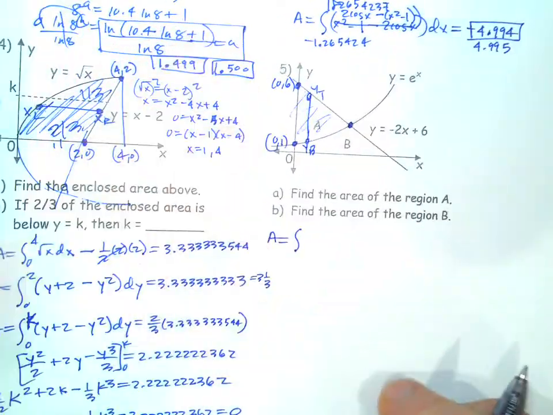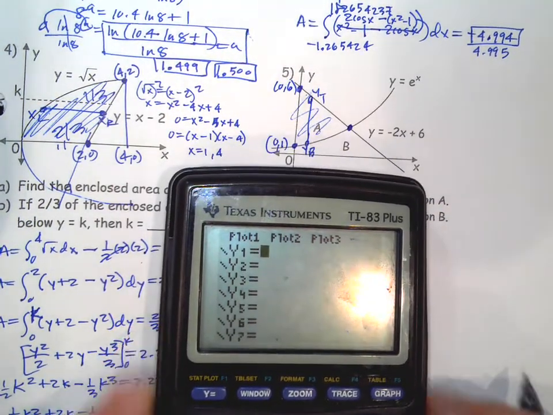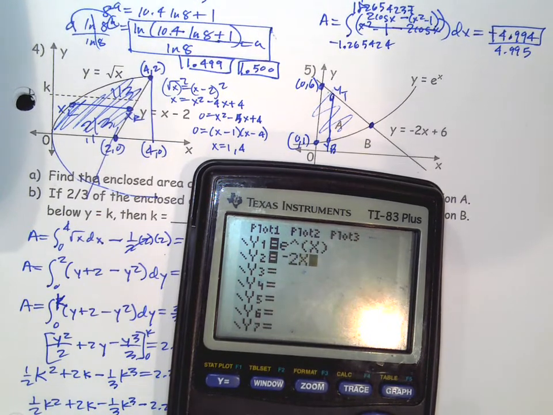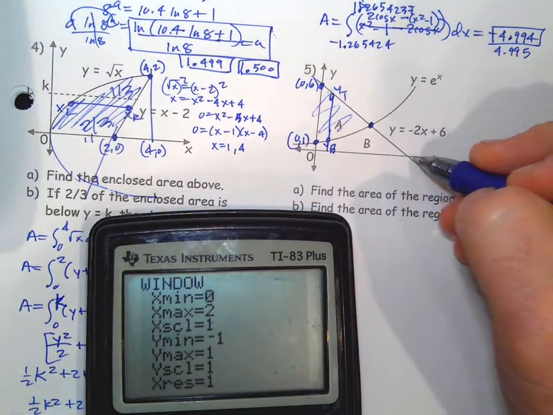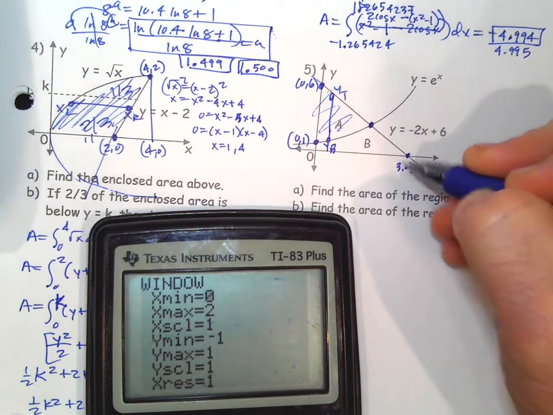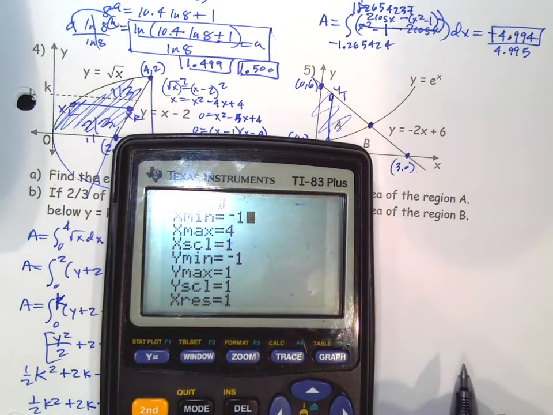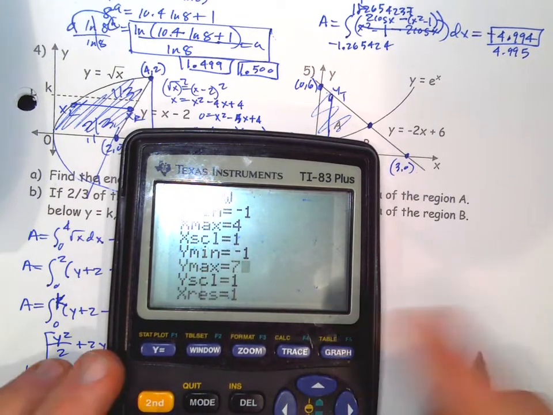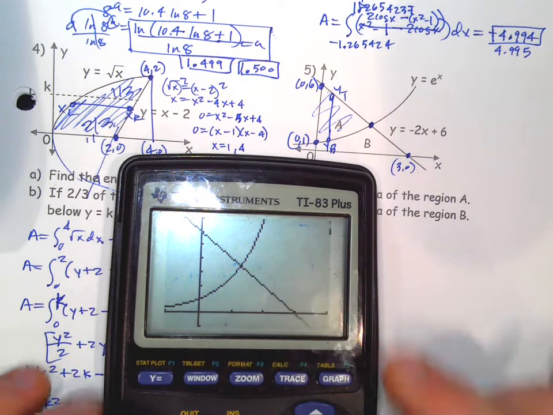This intersection we're going to need to find from a graphing calculator. So go here to y, graph these two equations, e to the x and -2x plus 6. Go to window. This x-intercept right here is at 3, so that gives you a good idea of what your window should be. So probably like 0 to 4, we can say -1 to 4, -1 to 7 to get a good graph. So there's our intercept that we want.